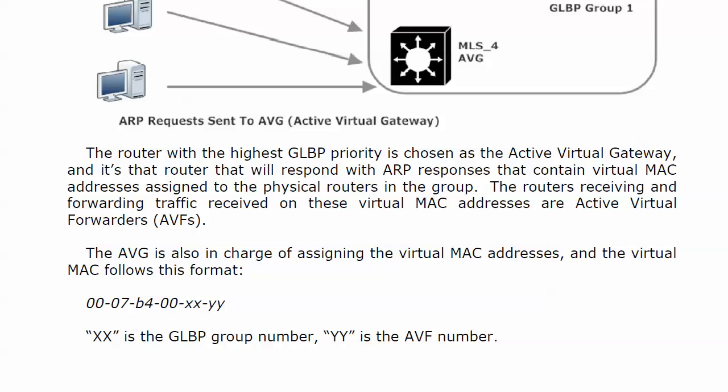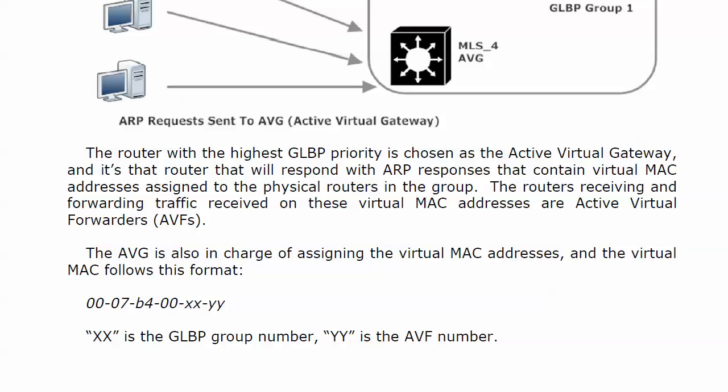Now, the AVG is also in charge of assigning, like I said, the virtual MAC addresses. Here is the format for the virtual MAC address. It's always going to begin the same, 0007B400. Following that, you have an XX and a YY. XX is the GLBP group number, and YY is the AVF number. And the AVF number is assigned by the AVG. You know, the first one it gives out, of course, is going to be 1. The second one it gives out is going to be 2, etc. And I'll show you in a few minutes, once we get a lab started, how to view those numbers.